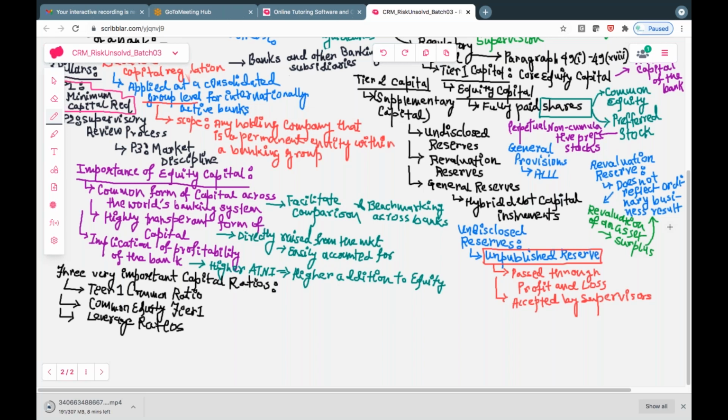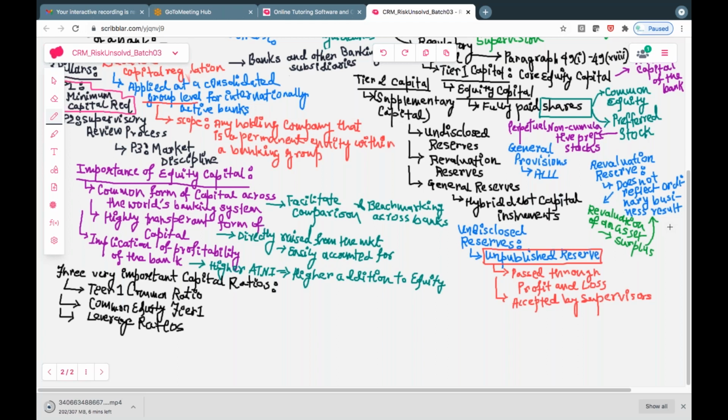So this is something that we have over here, right? One of the biggest differences that we saw between tier one and tier two capital was that tier one capital was a very transparent form of capital, and it is the implication of the profitability of the bank and so on, right?